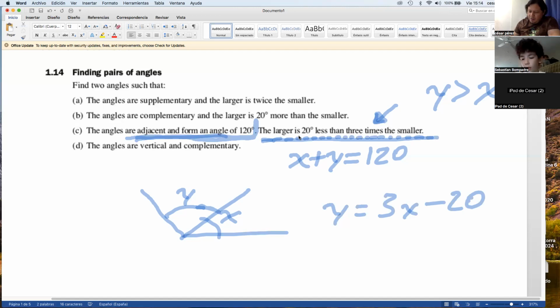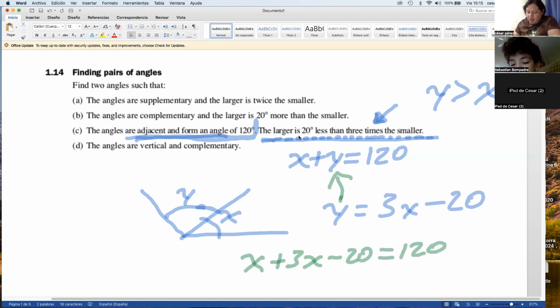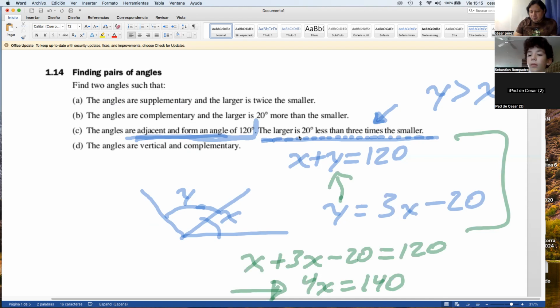I meant x. Okay, we can substitute here and we will have x plus 3x minus 20 equals 120. And you say that for 4x equals 140. Yes. You say this, okay? See, how do you find this? You did something like this? Okay.